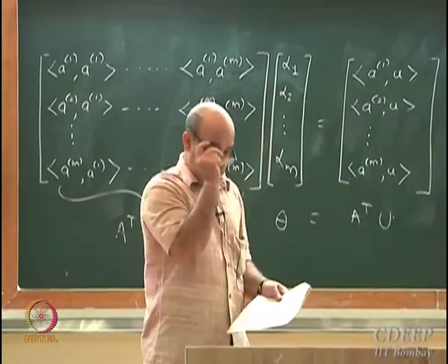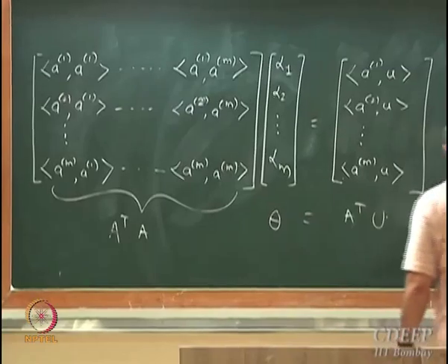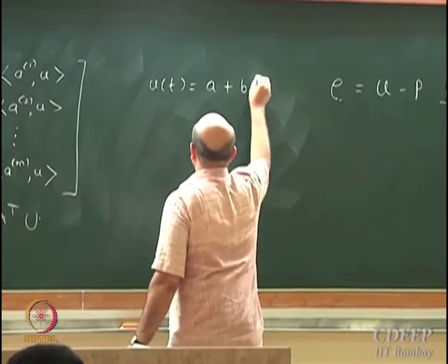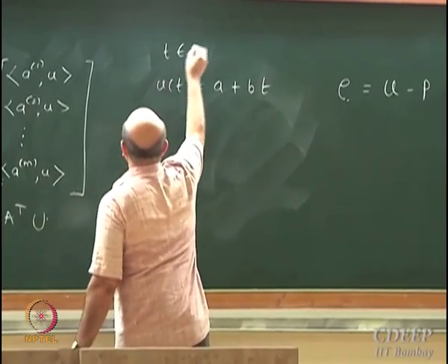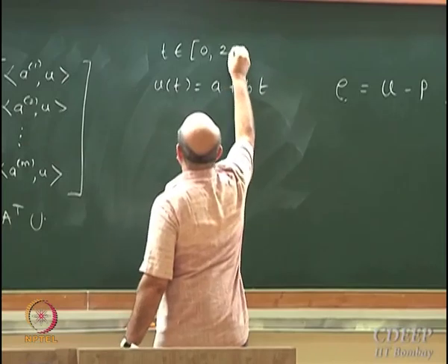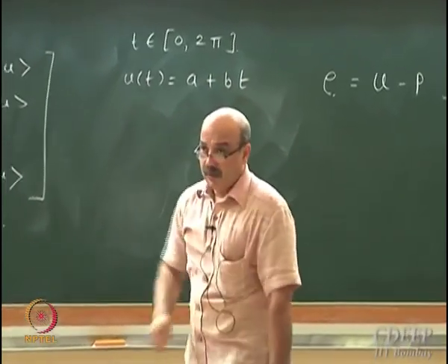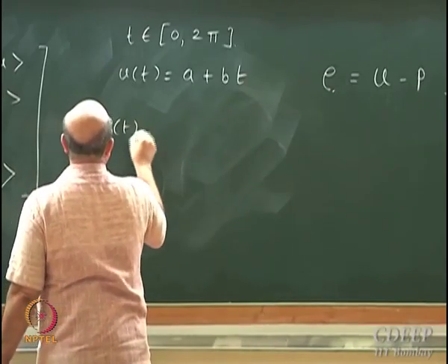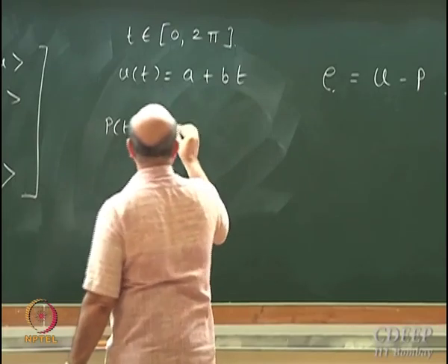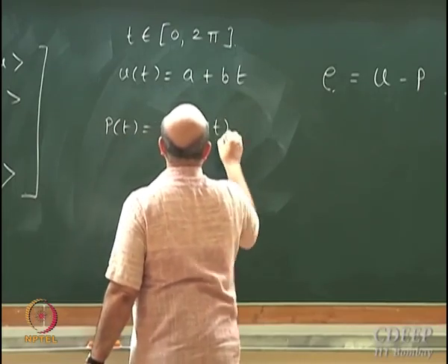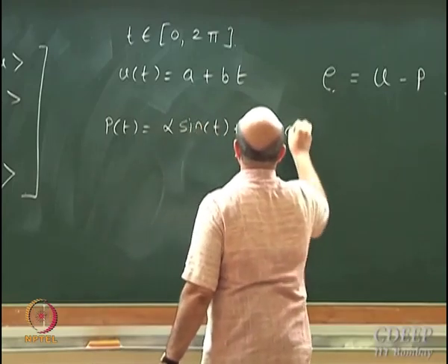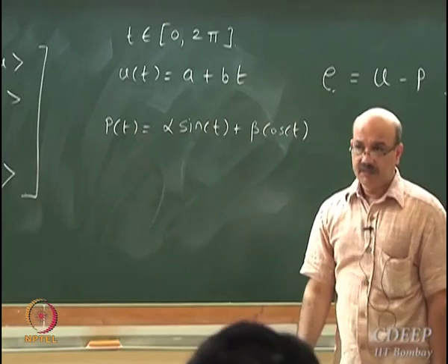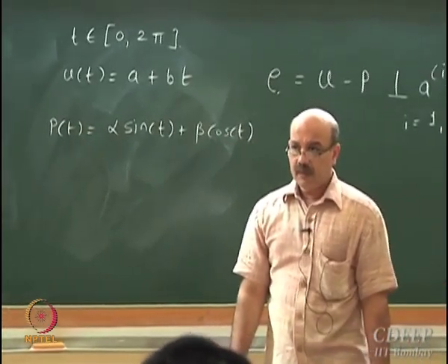I began my lecture last time by saying I have this vector u(t) which is a plus bt, and t belongs to 0 to 2 pi. I want to find an approximation p(t) which is alpha sin t plus beta cos t. I want to find the approximation alpha sin t plus beta cos t.